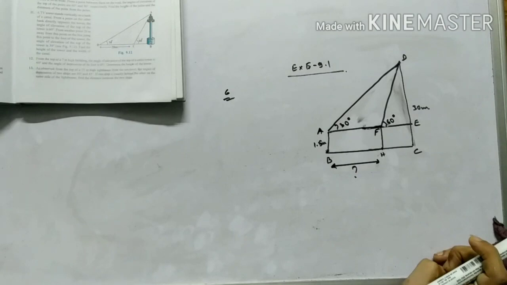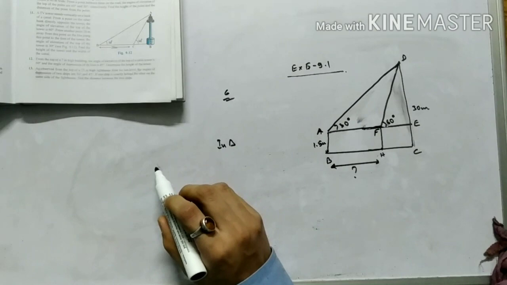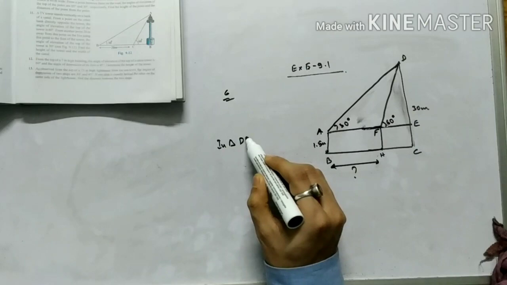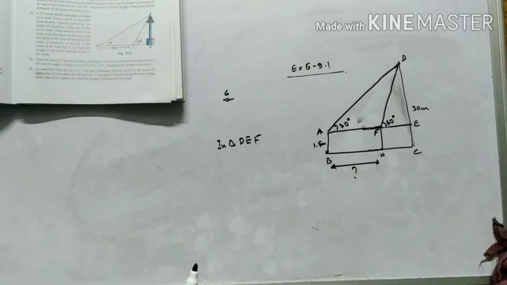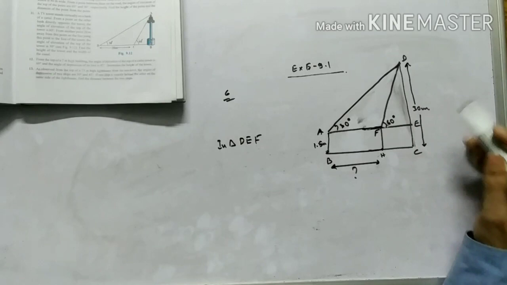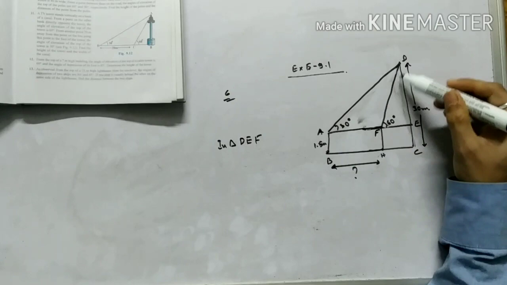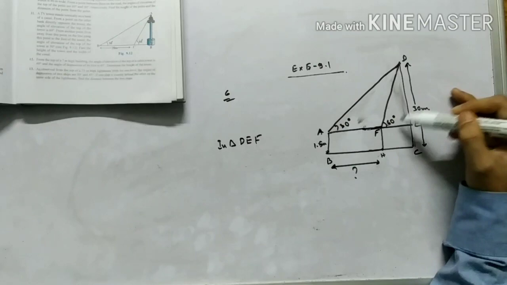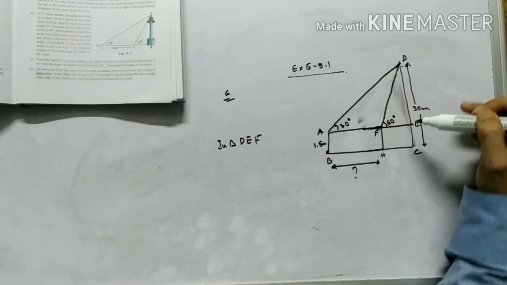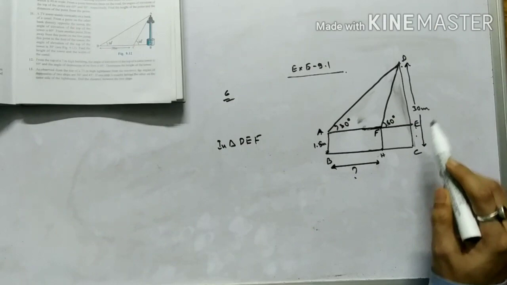So first of all, I will take triangle DEF. In here you see 30 meter. This is 30 meter. It is the total height of the building. So if I take this triangle DEF, I need the value of DE here, the perpendicular DE value. So DE value I can easily calculate. You see EC, it is 1.5 meter. So from DC, if I subtract EC, then I will get DE.